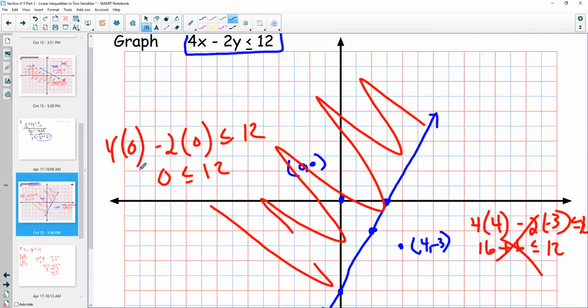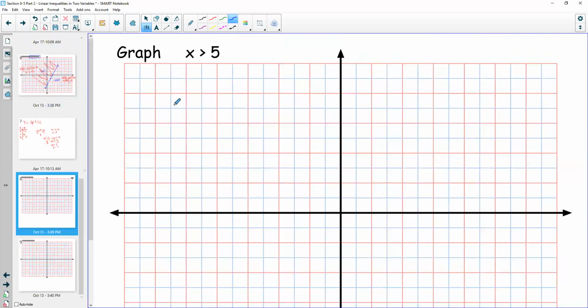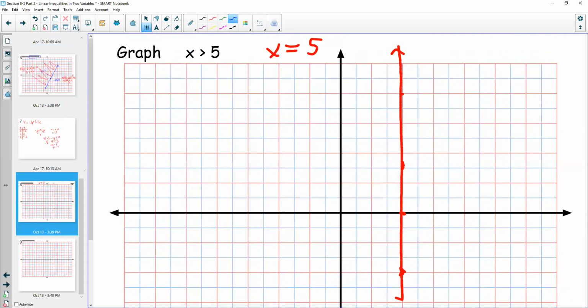Okay? All right. Let's see what else is here. This is x is greater than 5. So when we think about this, we're thinking about every value of x greater than 5. So this starts at the line x equals 5. So x is 5 for every y. x is 5 at y equals 0, x is 5 at y equals 3, x is 5 at y equals negative 4, x is 5 all the way up here. It makes a vertical line.